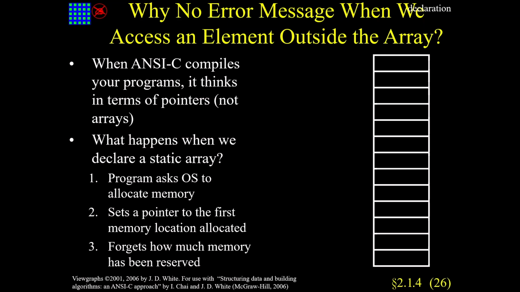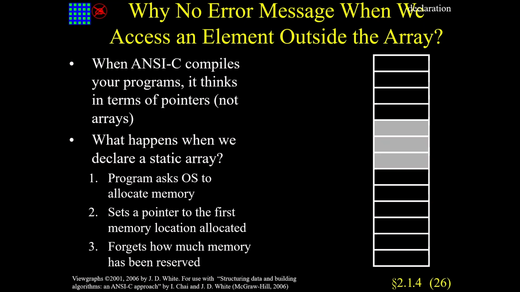So what it does is, when you declare a static array, very simply, C sends a message to the operating system. The program says, operating system, please give me some memory. And then the operating system says, here's the memory, and here's a pointer to the first place in the memory that I gave you. And then C forgets how much memory has been reserved. It just remembers, oh, this is the position I can start using in memory.